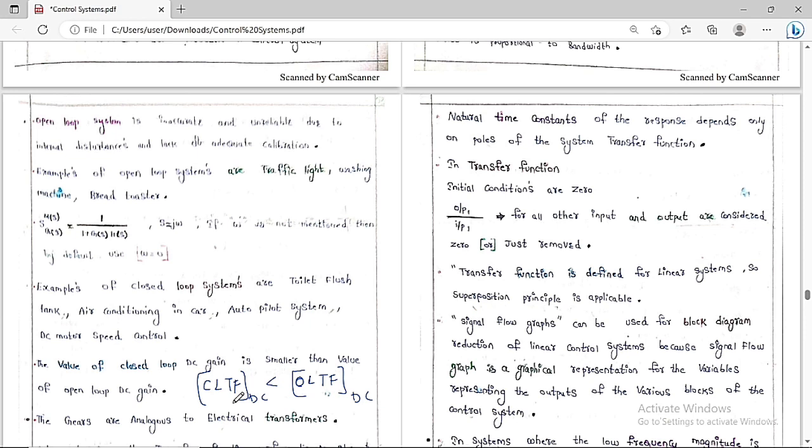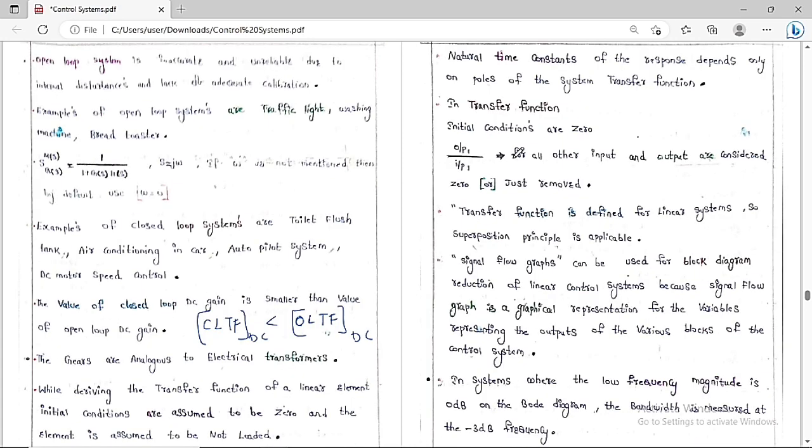So we can say the natural time constants of the response purely depend only on the poles of the system transfer function.